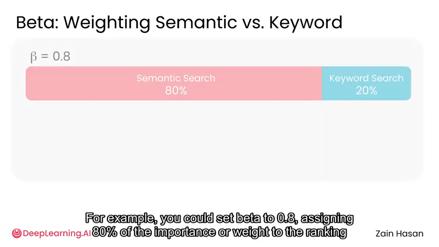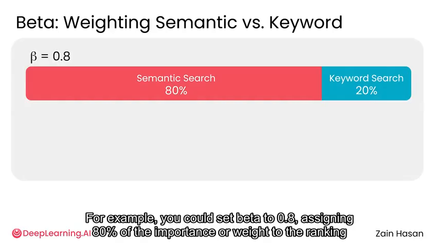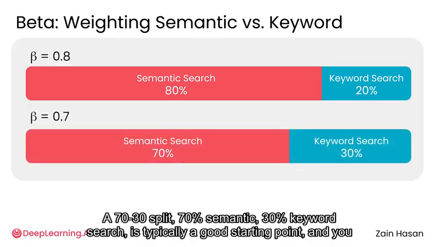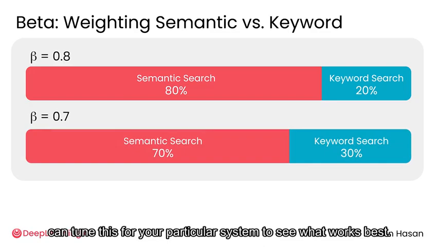For example, you could set beta to 0.8, assigning 80% of the importance or weight to the ranking provided by semantic search, and only 20% to the ranking provided by keyword search. A 70-30 split, 70% semantic, 30% keyword search, is typically a good starting point, and you can tune this for your particular system to see what works best.